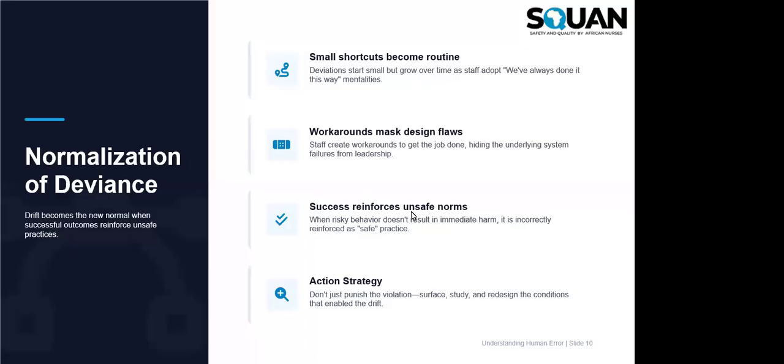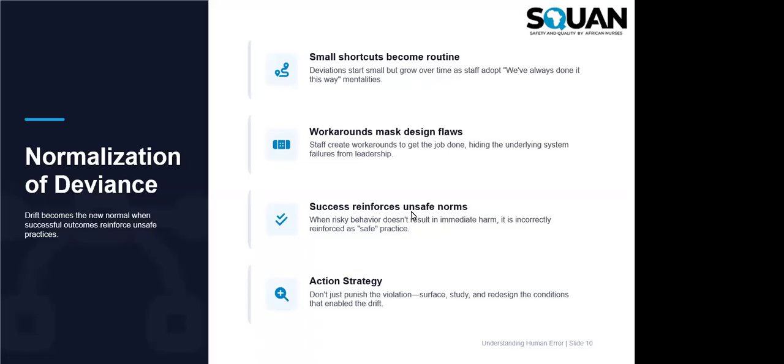Okay, so success also reinforces these unsafe norms. When risky behavior does not result in immediate harm, everybody just assumes that it's good, it's working, let's just continue it. Whatever is working, if it's working, don't change it, right? And then action strategy: do not punish the violation, surface, study, and redesign the conditions that enable the drift.